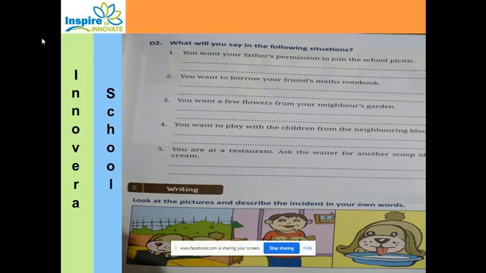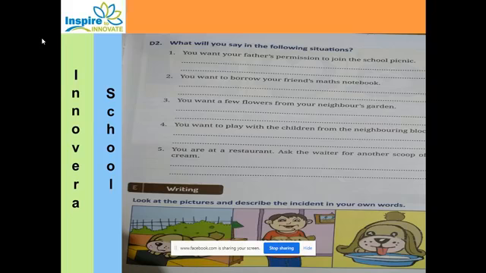In this way, what are we doing, children? Whenever there is an elder person to whom we are talking, we use may. And whenever it is someone of the same age or your friend, you can use can. Suppose the fourth situation is, you want to play with the children from the neighboring block. So, can I play with you all? You can use can.